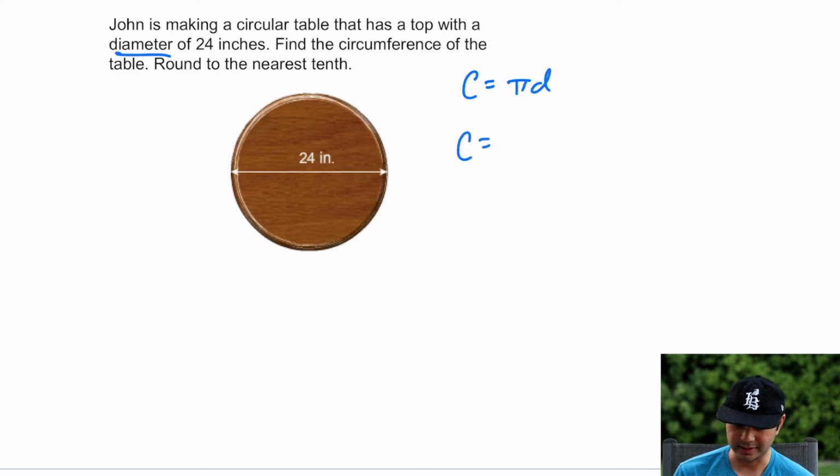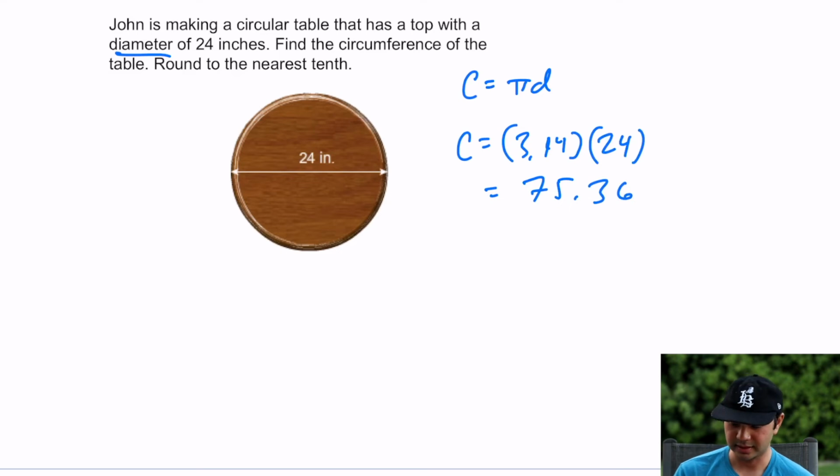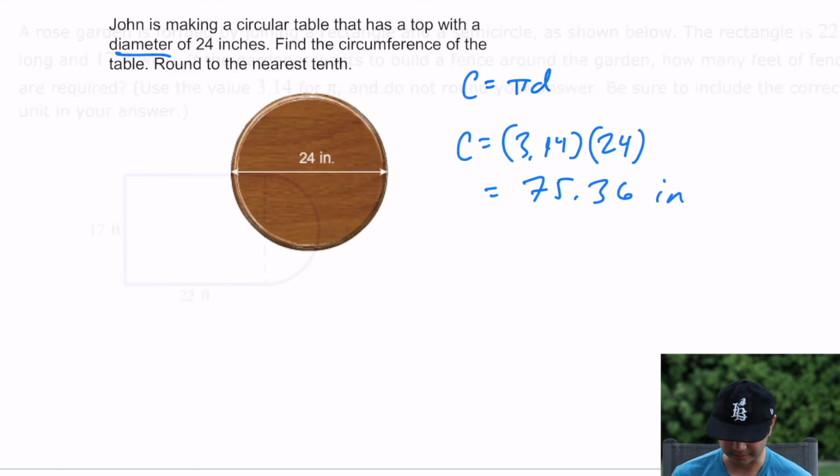So circumference equals, it doesn't tell you what to use for pi, so I'm just going to say 3.14, and the diameter is 24. Let's multiply that out, you get 75.36 and inches. Not inches squared, we're not doing area yet. That's next time. All right.